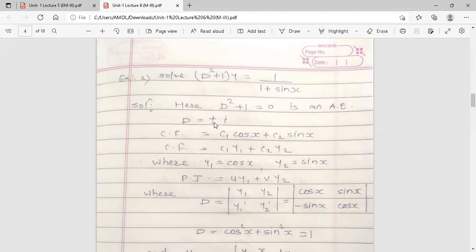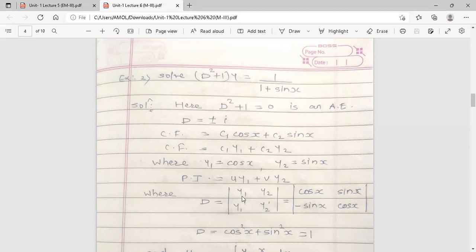Similar to the first example, the complementary function is c1 cos x plus c2 sin x, because the real part of the complex number is 0 and the imaginary part is 1. So alpha is absent, and the complementary function is only c1 cos x plus c2 sin x. We can write this in the form c1 y1 plus c2 y2, where y1 is equal to cos x and y2 is equal to sin x. The term with c1 is y1 and the term with c2 is y2. And again the formula to find yp is u y1 plus v y2.